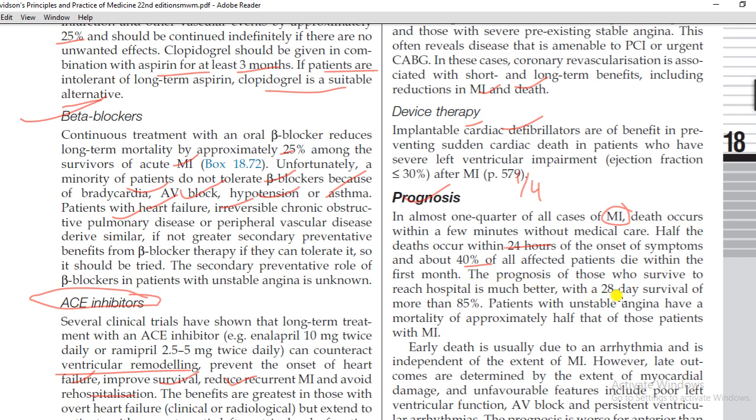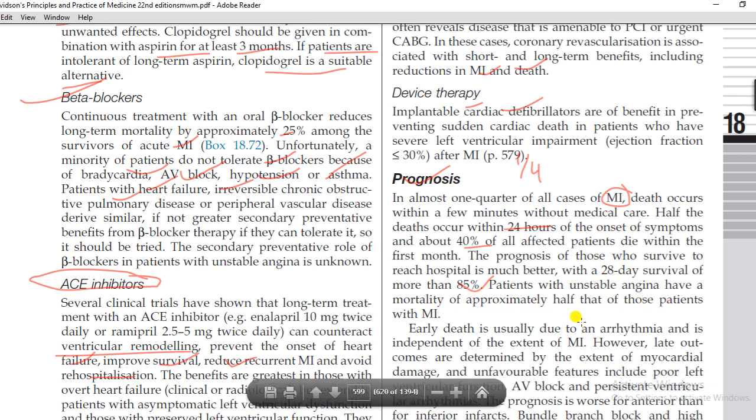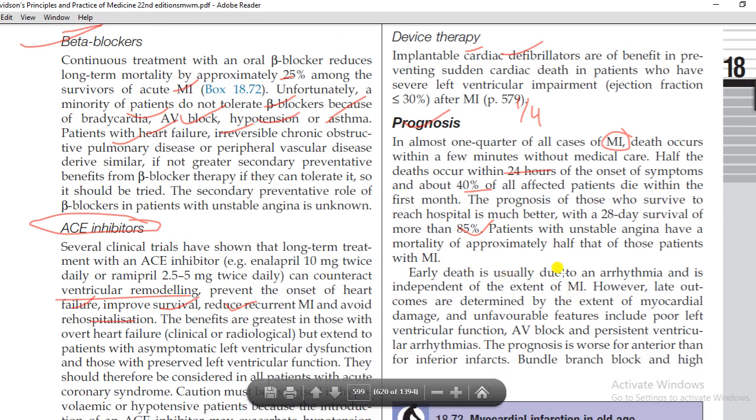Within 28 days, survival is more than 85%. Early death is usually due to arrhythmias and is independent of the extent of myocardial infarction.